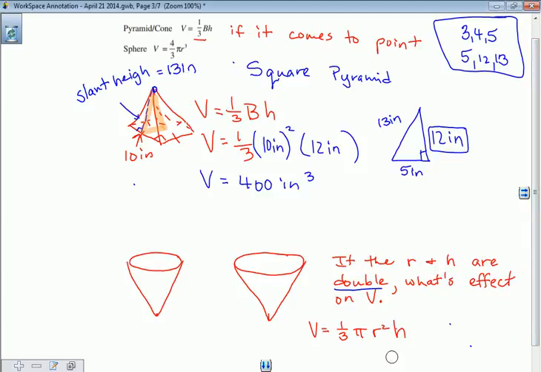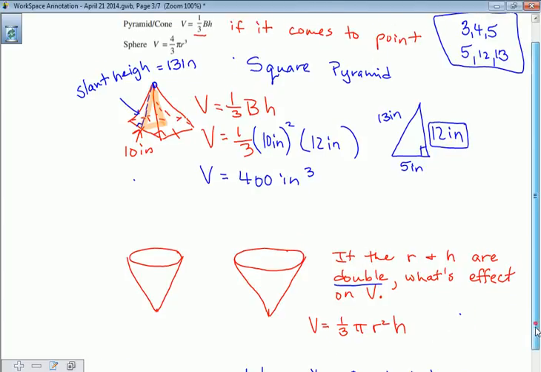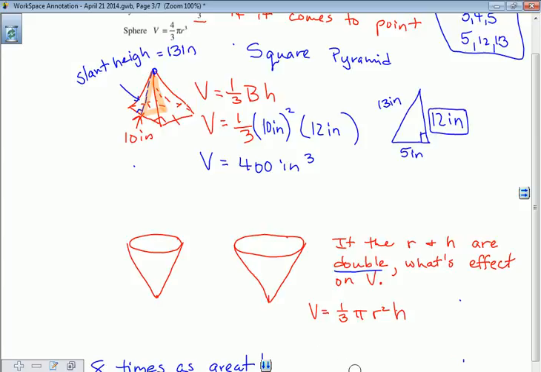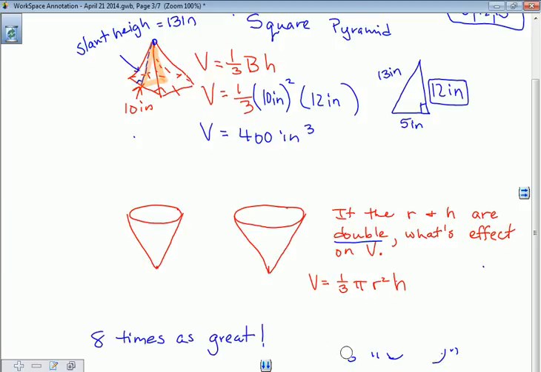Twice as big? 4 times as big? 8 times as big. Good, you saw my answer. All right, so if we double the radius and the height, how does it change the volume?